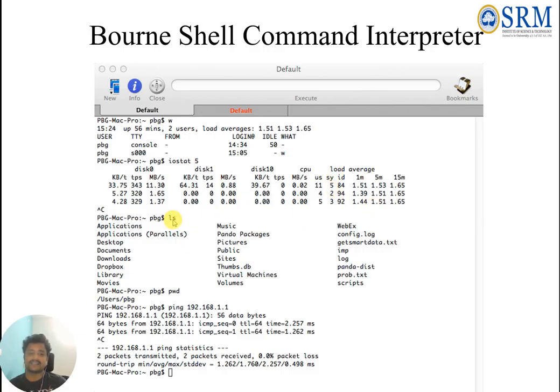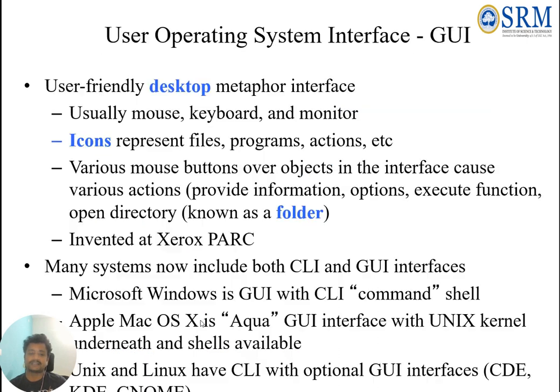Then we have ls, which lists the files in this particular PBG directory. Inside the directory, what are the files which are available? To visualize those files, we will be using ls. Passwd is the command where the user, PBG, is able to get into the password for privilege and permission access.